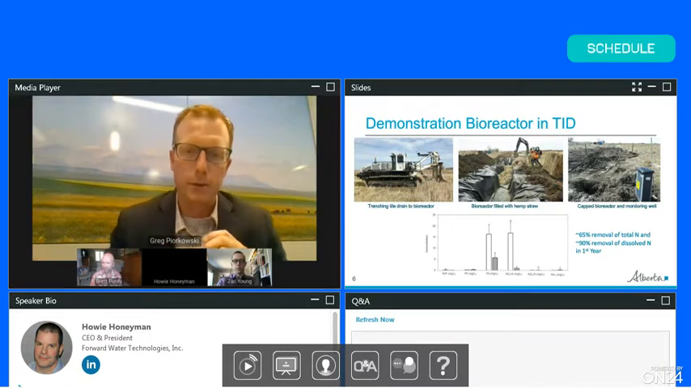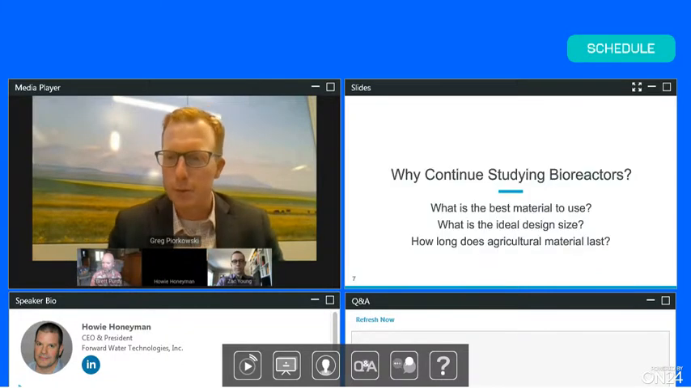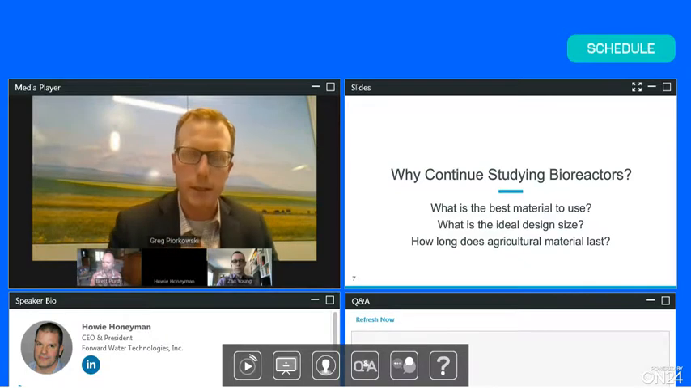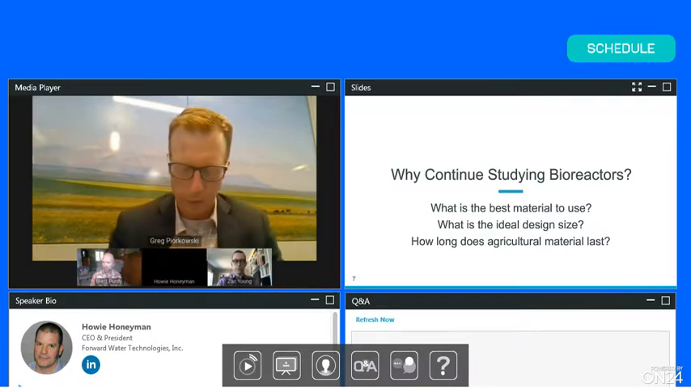What we observed with this demonstration project was that we can remove up to 90% of dissolved nitrogen through these types of systems. For all intents and purposes, they look pretty good. But I guess the question is, why do we need to continue studying these things, if there's already guidance in the Midwestern U.S. and we kind of know that they work here?